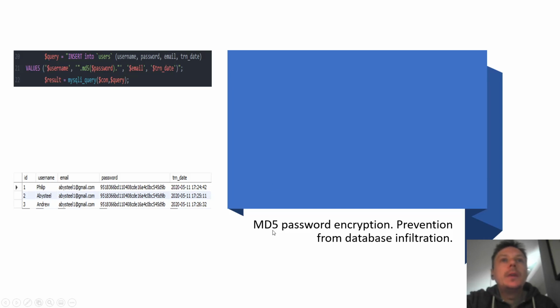Encryption of the password. This is prevention from database infiltration and retrieval of the password. I've just used a simple piece of MD5 password hashing in the registry PHP file, and as you can see in the actual database here, all the passwords are hashed.